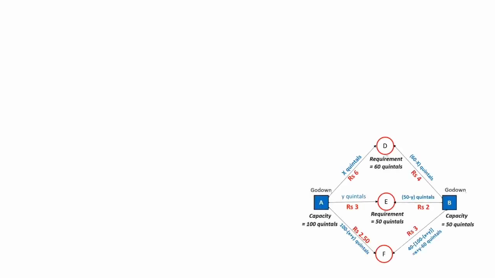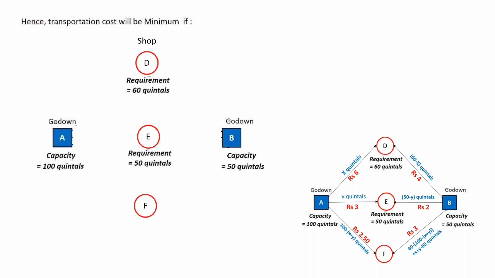So in the previous slide, the visualization of the question was like this. We have to replace x and y and substitute the values. So hence the transportation cost will be minimum if, from godown A and godown B to shops D, E, F, x quintals are transported from A to D. So x = 10 we have got, because the minimum value we are getting is from the point (10, 50). Then here we have y quintals, that is y = 50 we have substituted.